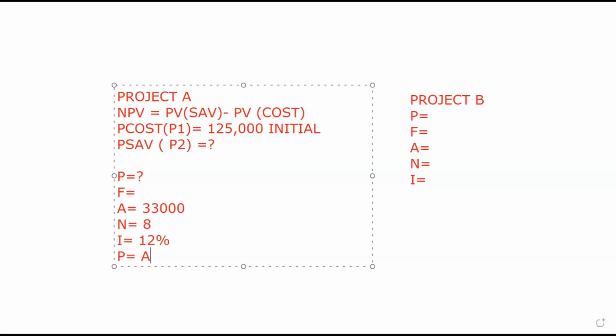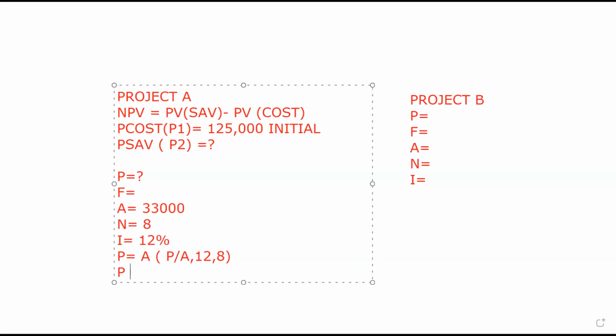So we are giving P. Here, I'll multiply the A, based on what we said before, by the table factor. Are you with me? So P will now be A times the table factor. Can somebody give me the table factor? Go to 12%.